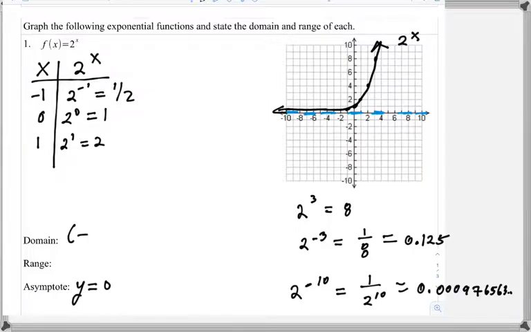The domain of an exponential is always going to be all real numbers, and the range, in interval form, is going to be all positive, so 0 to infinity. Okay, so that's your most basic 2 to the x power.